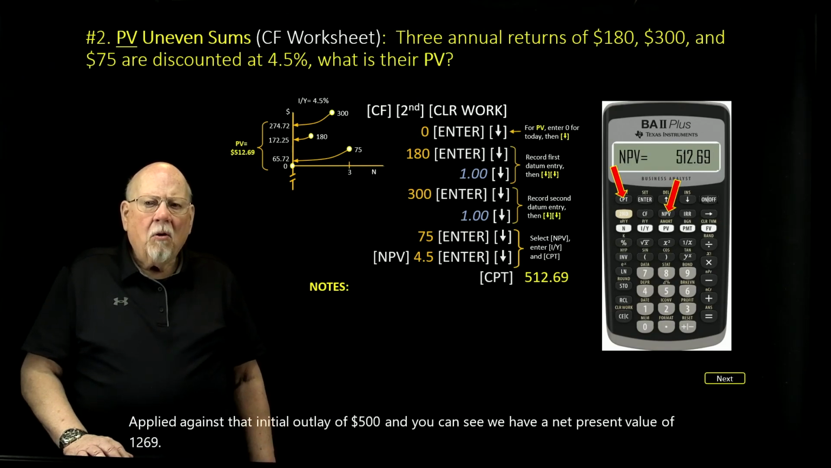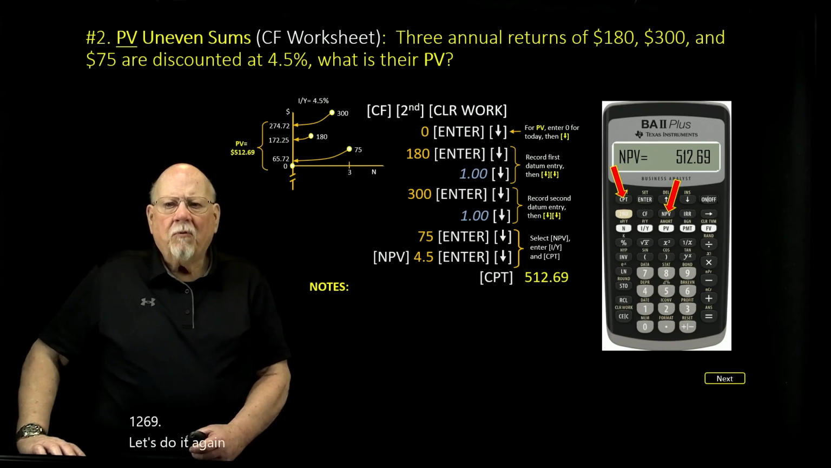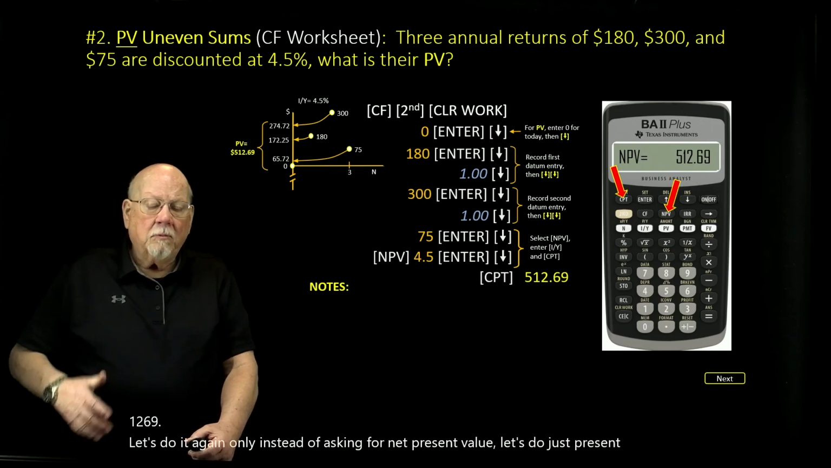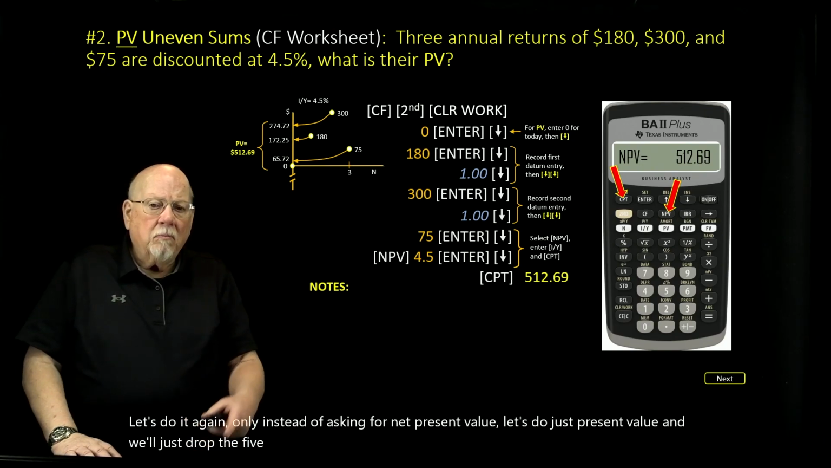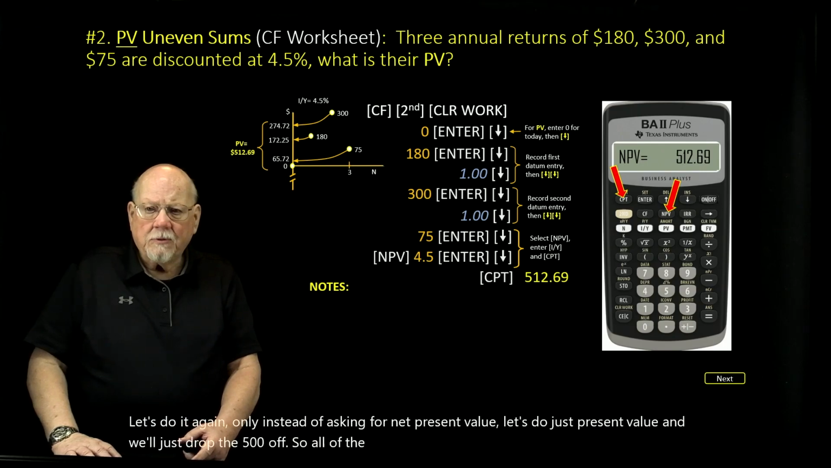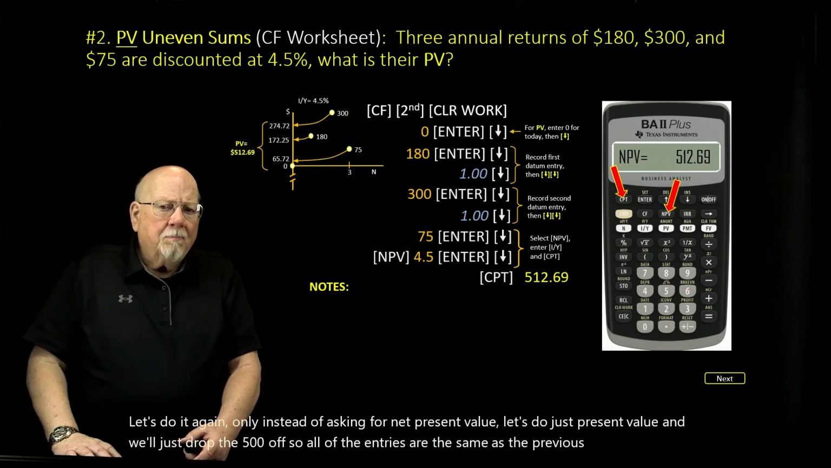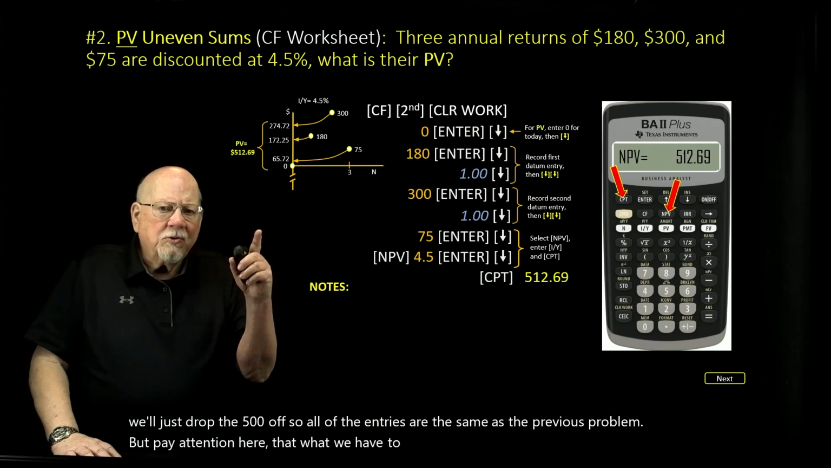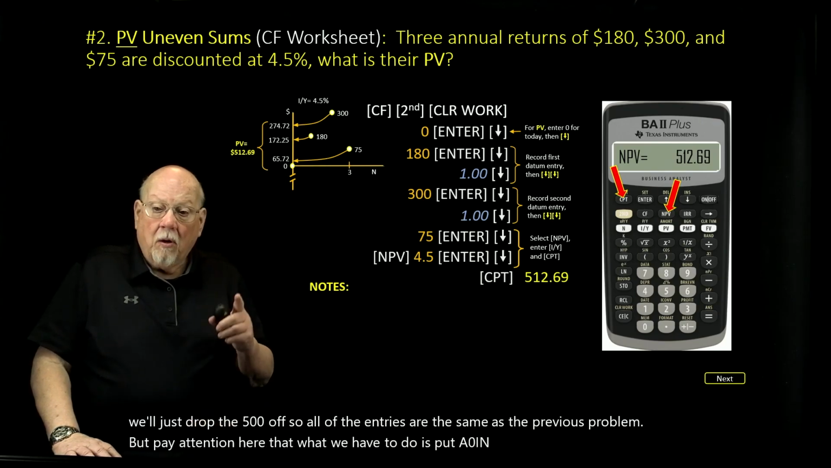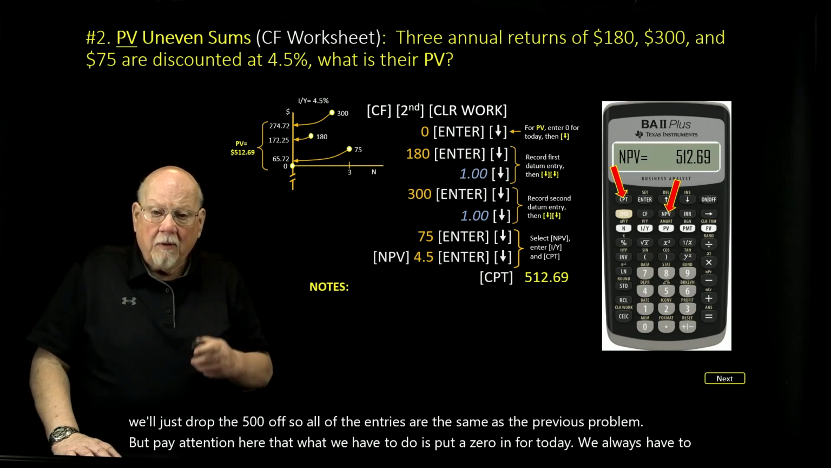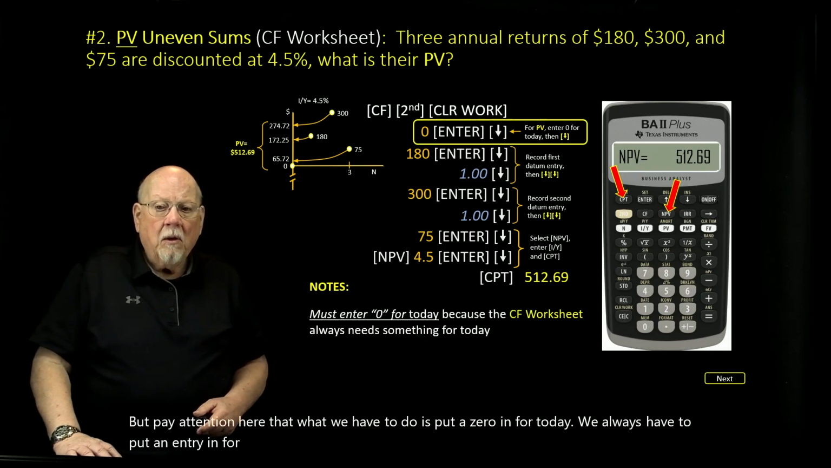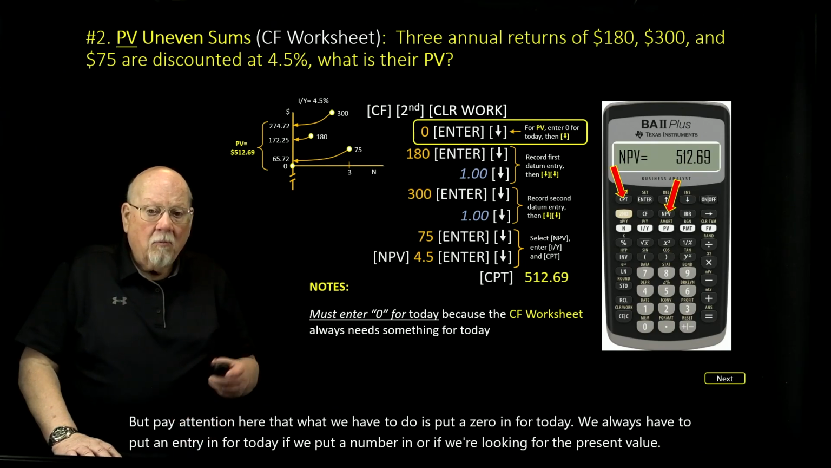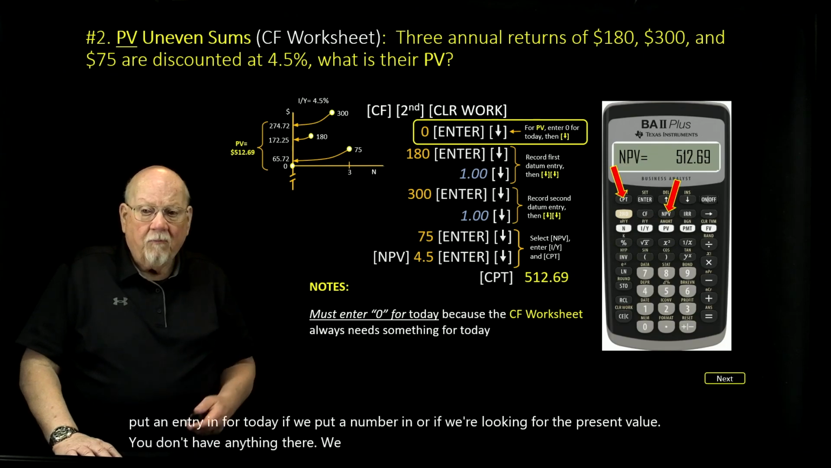Let's do it again, only instead of asking for net present value, let's do just present value. And we'll just drop the 500 off. So all of the entries are the same as the previous problem. But pay attention here: what we have to do is put a 0 in for today. We always have to put an entry in for today. Either we put a number in, or if we're looking for the present value, we don't have anything there, we put 0 in, and then we finish the problem.